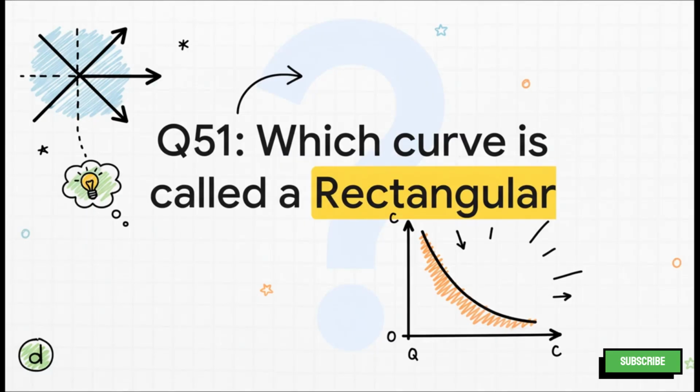Okay, question 51. Which of the following curves is called a rectangular hyperbola? This is a great one to start with. Now, the correct answer is D, the average fixed cost curve. But let's be real, the important part isn't just knowing the name, it's understanding why. What does this very specific shape actually tell us about costs?